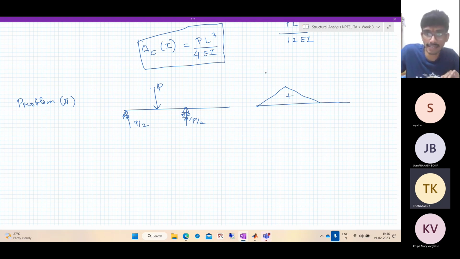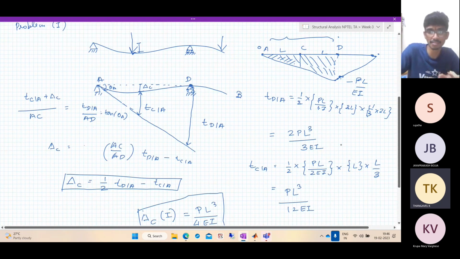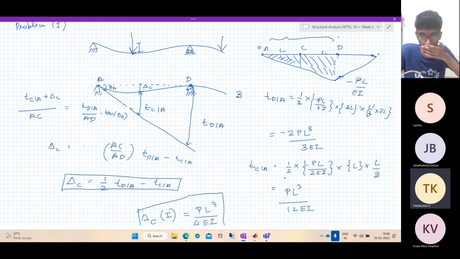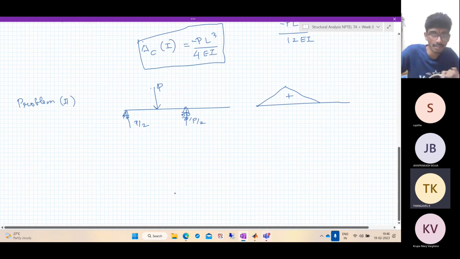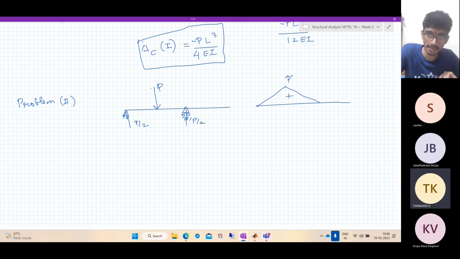One more thing. So this is negative, this is negative. So we missed this minus sign here. There's a minus everywhere: minus, minus, minus. And here it is positive because it is sagging moment, and of magnitude P by 2 acting at L by 2.